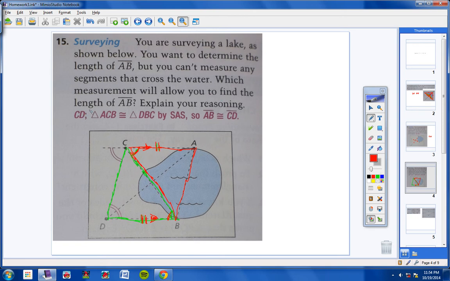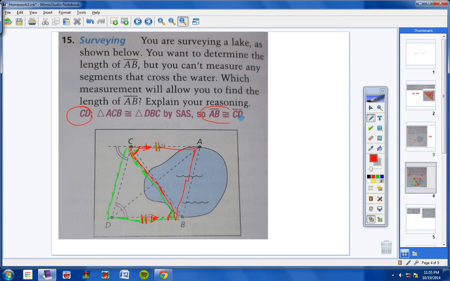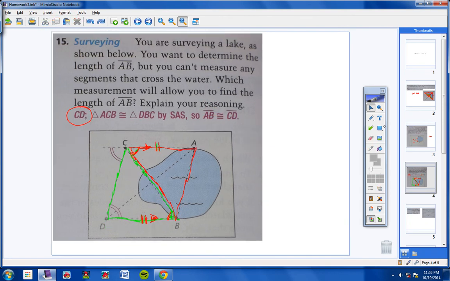So, which measurement will allow you to find the measurement of AB? CD would. Now, do we know that? Well, we know this red triangle here, triangle ACB, is congruent to this green triangle here, which is triangle DBC, and we know that by side, angle, side. So once we state those two triangles are congruent, then we can definitely state that AB is congruent to CD, okay? I hope that made sense. It's a pretty tough one, okay?